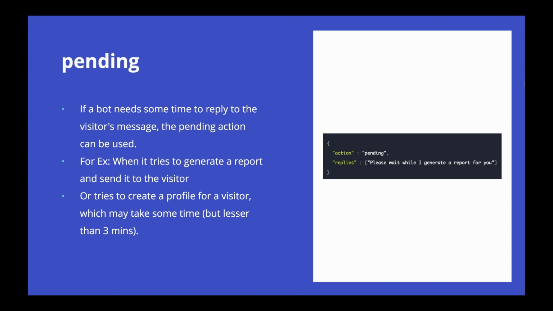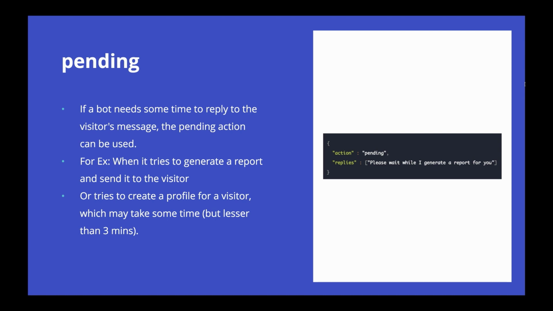The next one is the pending action. If the bot needs time to reply to one of your visitors' messages, the pending action can be used. For example, when it's trying to create a report of all of the activities that the visitor has performed and send it to the visitor, it's obviously going to take some time. Or if it's trying to create a profile for a visitor, that will take some time. All of these actions must take less than 3 minutes. In these cases, the pending action can be used.